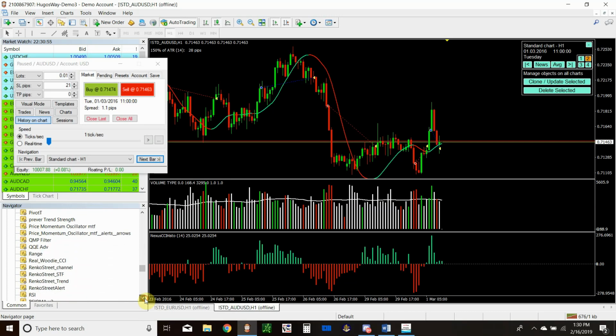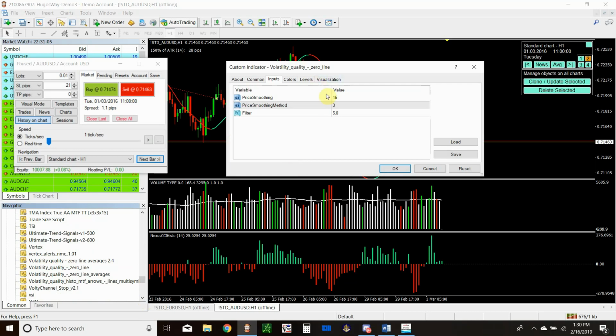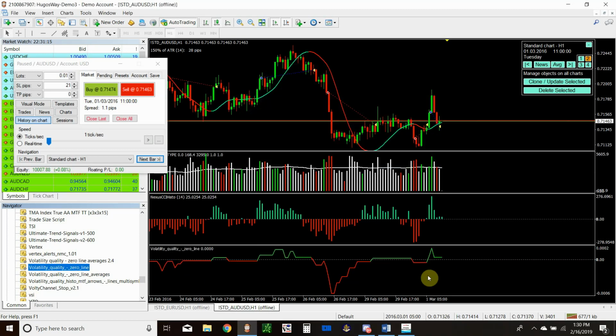So let's see if we can find that. Okay, Volatility Quality Zero Line. Let's add that. Okay. Now, its regular settings are 15 and 3. Now, I know I'm going to change these because I've used this indicator before, but I'll just kind of show you what I'm looking for. So what we want to do to kind of stay out of ranging markets is we want to make sure that the volatility line matches up with our trend direction here.